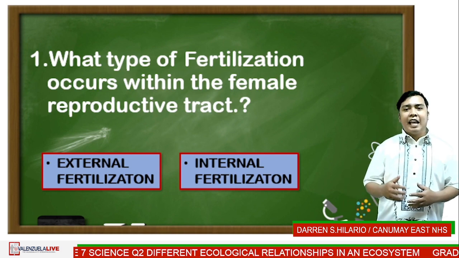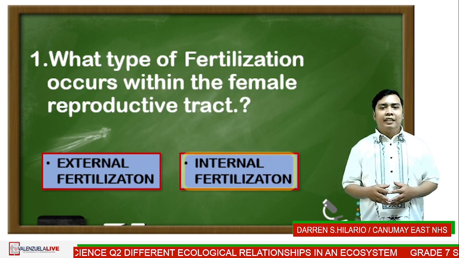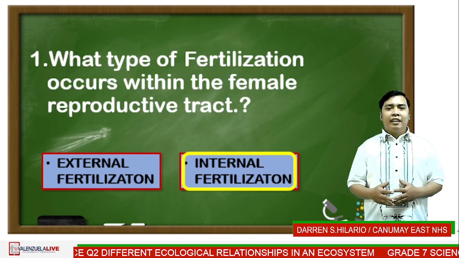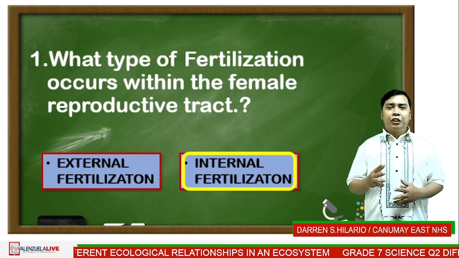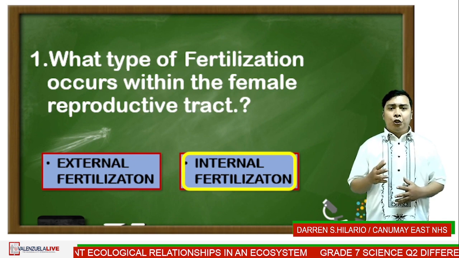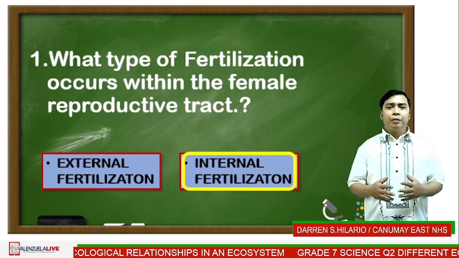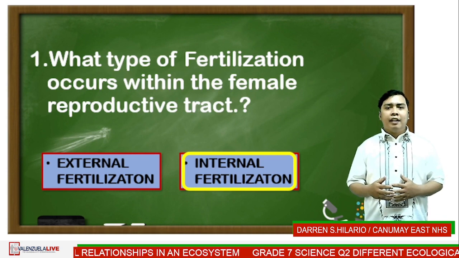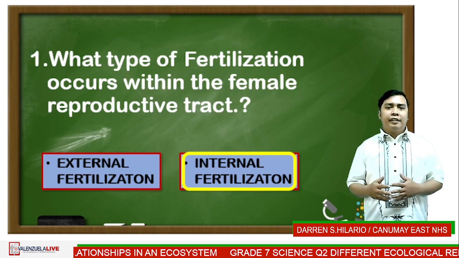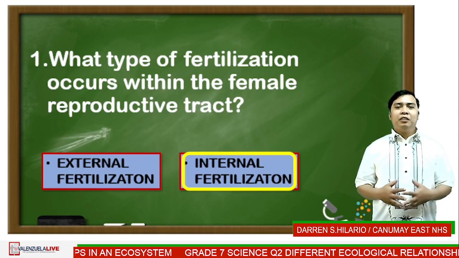Alright, let us now reveal the answer. The answer is internal fertilization. Remember, internal fertilization usually results in a smaller number of offspring which are cared for by the parents. Mammals, birds, and reptiles reproduce in this process. Let us proceed to the second question.